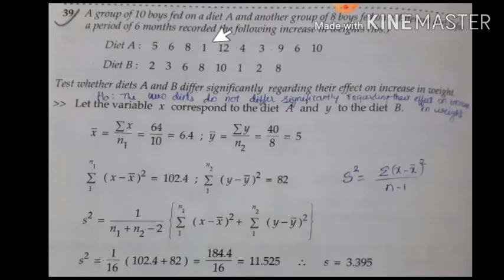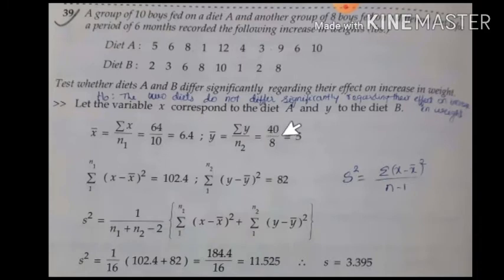As I told, the calculated value of T should be done based on the means of these two given data. So let me calculate using statistical concepts. X bar is summation X by N1, where N1 is the number of data of diet A and N2 is the number of data of diet B. So 64 divided by 10 we get 6.4. Y bar, the mean of diet B, is summation Y by N2, equal to 40 divided by 8, which simplifies to 5.